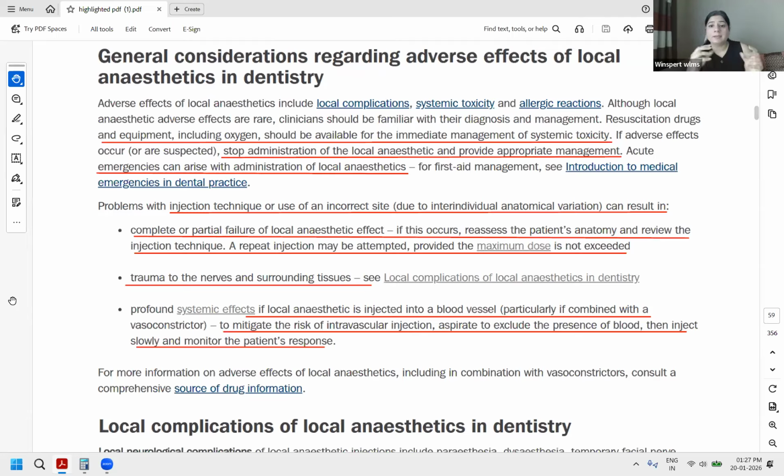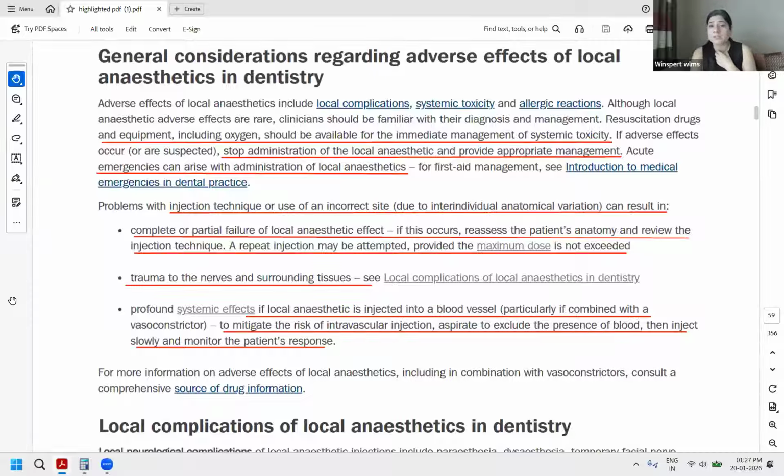Okay? Now, your usual problems that arise with your local anesthesia come from the injection technique. Either your technique was incorrect or you injected on the incorrect site farther away from the nerve. That will lead to improper achievement of the anesthesia. It can lead to either complete failure or partial failure. So whenever this happens, instead of dosing again and again, you should first review your technique and the patient's anatomy, right? Because sometimes in the mandibular nerve, there can be an anatomical aberration. So observe that as well.